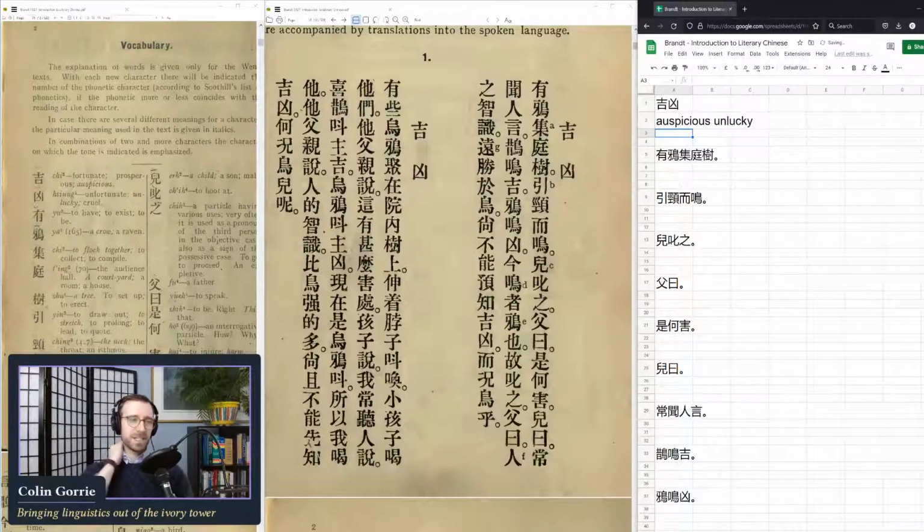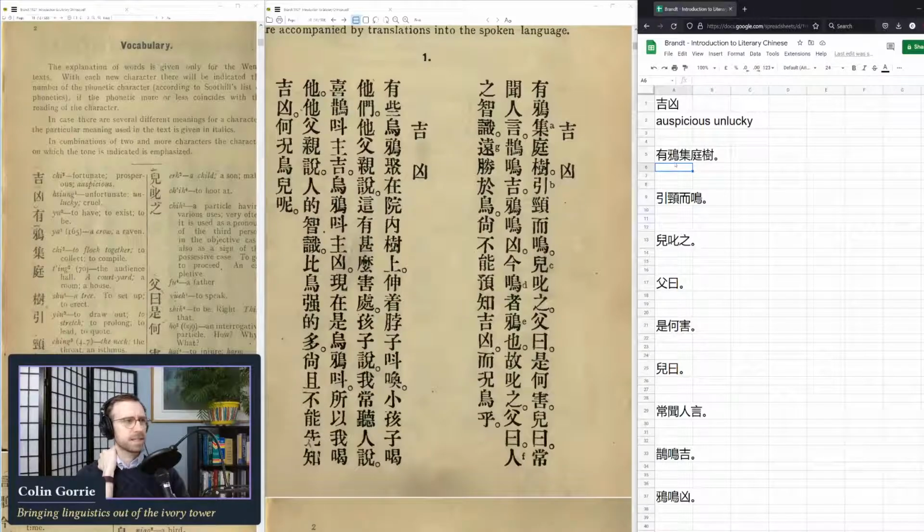So we have auspicious, unlucky. We'll go over this and make it a bit nicer as a translation, but let's just do it morpheme by morpheme to start out with to see what we've got here. I'm guessing this is either going to be something like good and bad luck, or the lucky and the unlucky, or maybe just luck. But we can keep going.